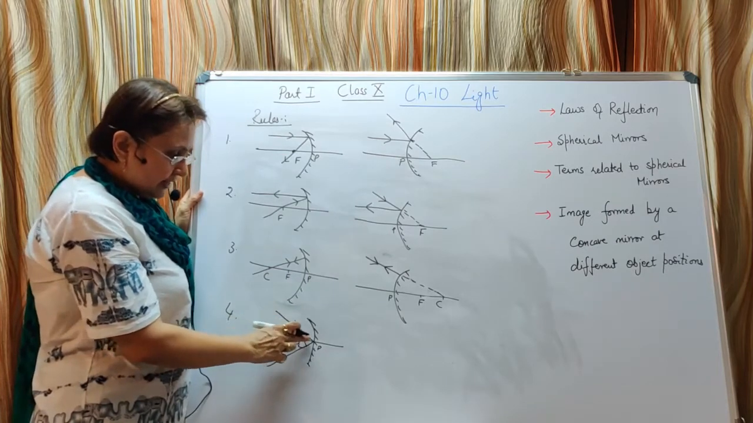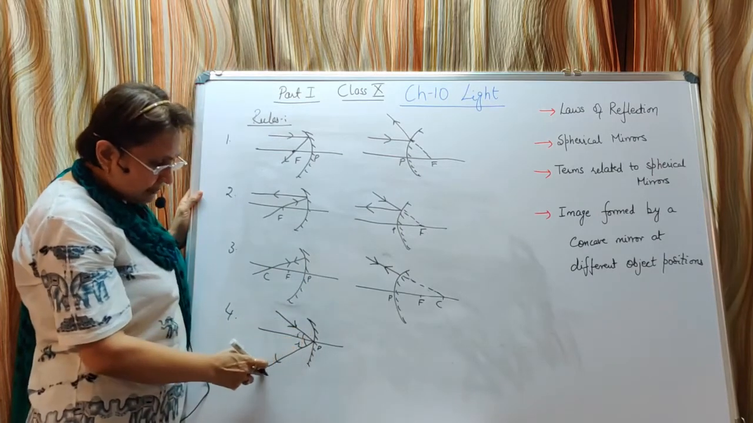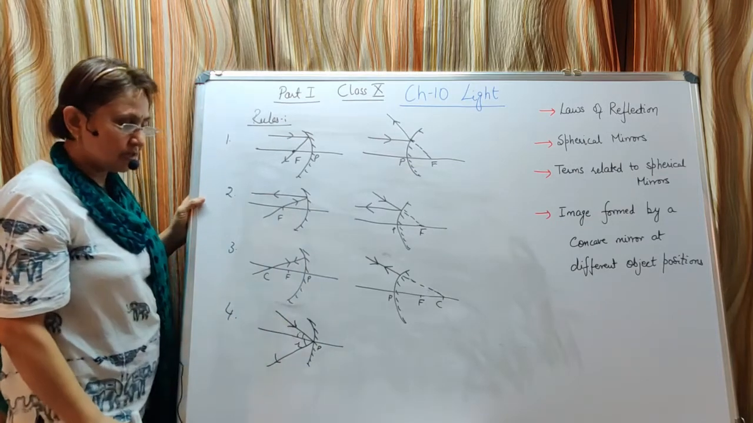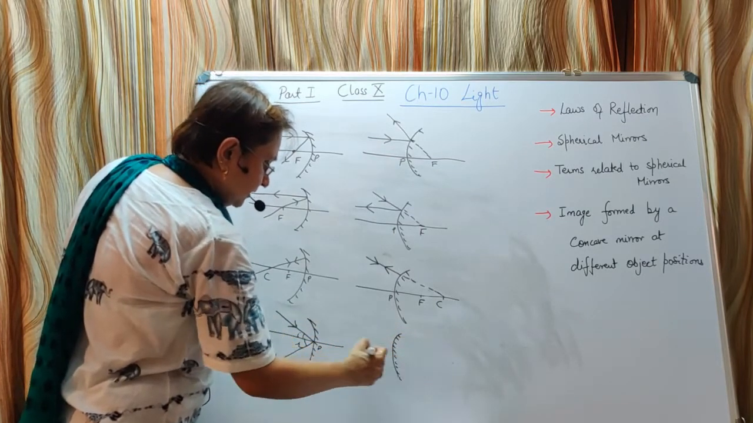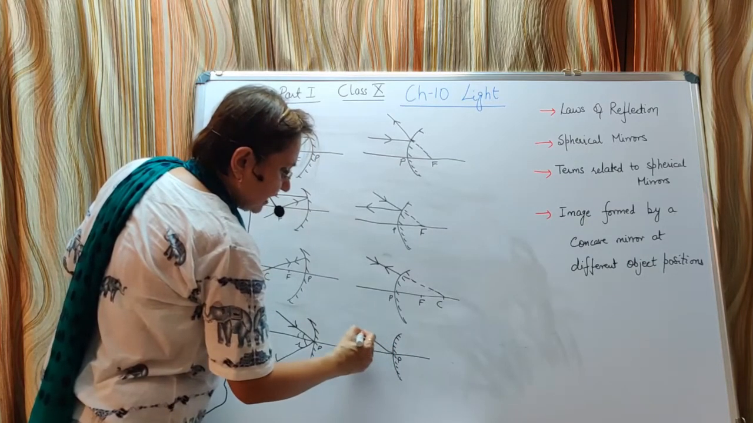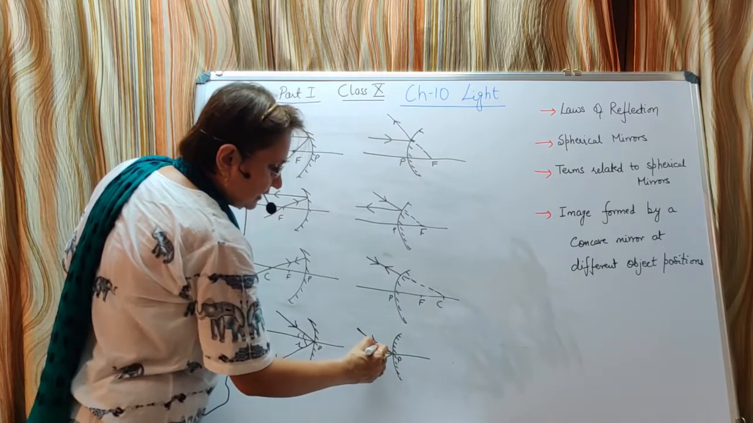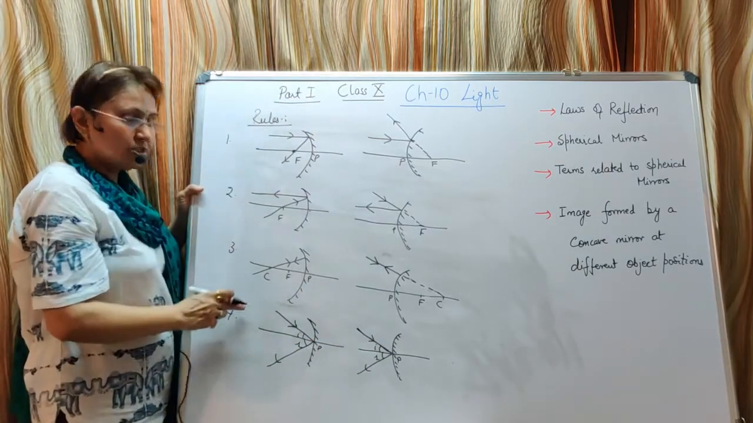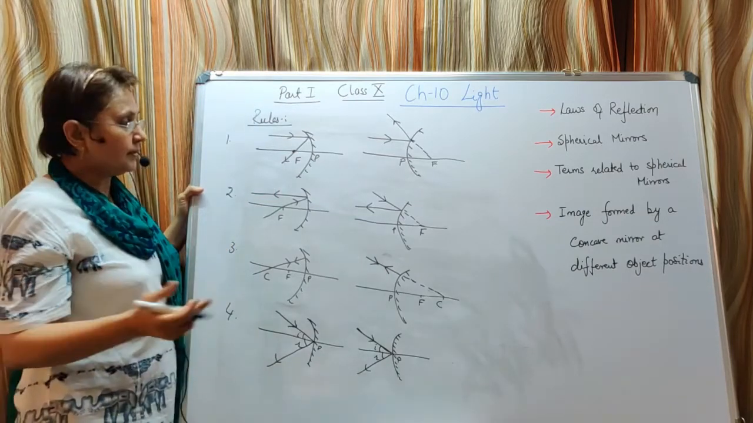So, a ray of light which is oblique to the principal axis is reflected back in such a manner that the laws of reflection are valid, that is, the angle of incidence is equal to the angle of reflection. The same way for a convex mirror, any ray of light which is oblique to the principal axis will be reflected back in such a way that the angle of incidence will be equal to the angle of reflection. So, these are the four rules which you have to remember for the formation of the image by a concave mirror or by a convex mirror.